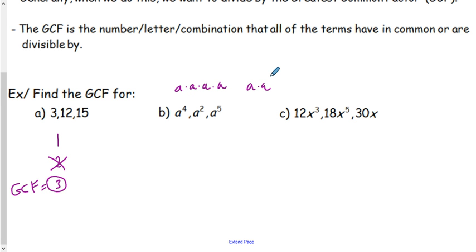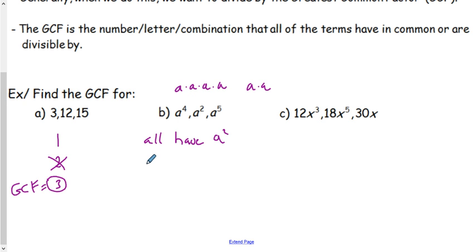So what's the biggest number, or biggest thing, we could divide by out of these factors? Well, here's what we can do. We can say that they all have an a squared in them. They all have at least an a squared in them.